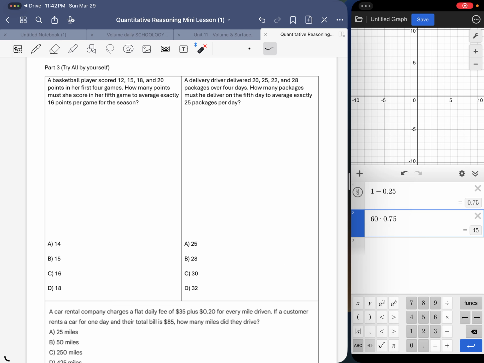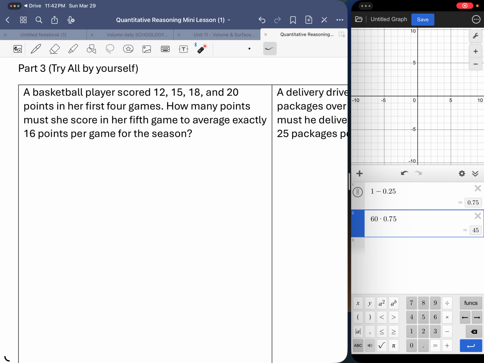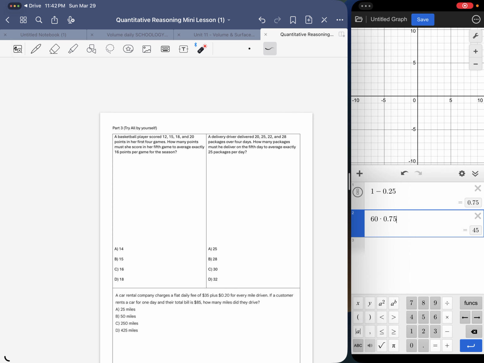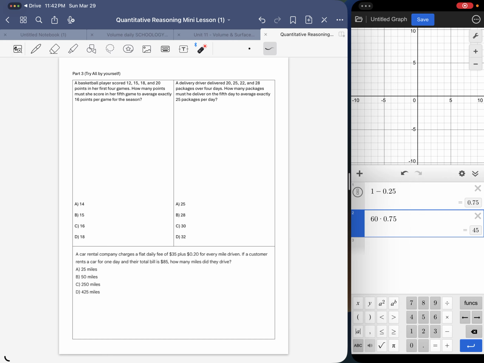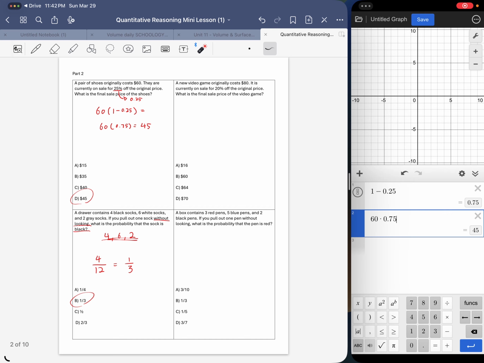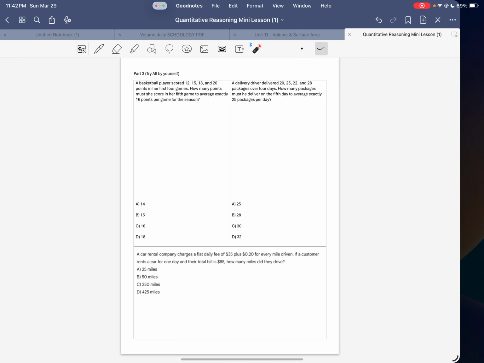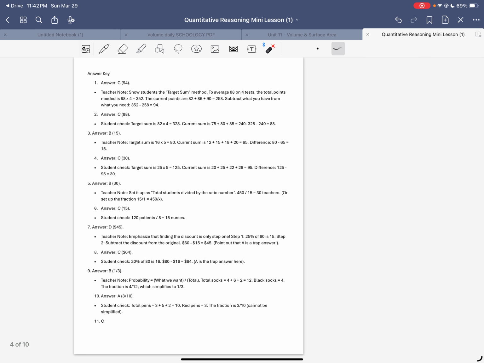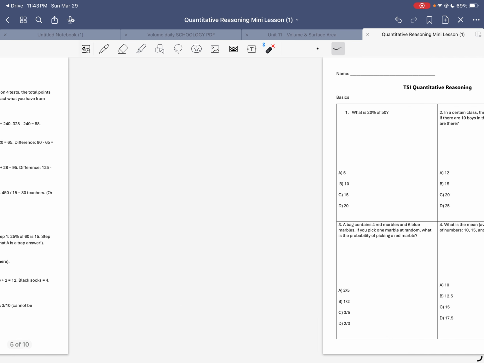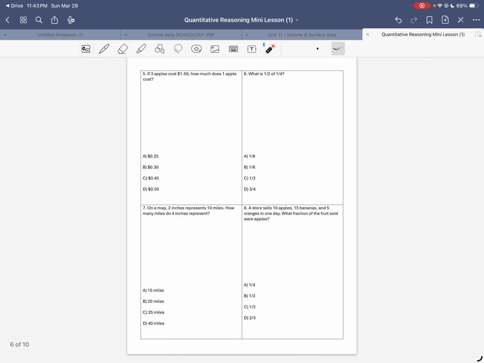Next one. Oh, yes, here you go. A basketball player scores 12, 15, 18, and 20. Actually, wait a second. Oh, okay, never mind. This one you have to do by yourself, all these 3 questions, because this one is very similar to question number 1. And this one is going to be pretty much closer to something that you learned before. And there's an answer key in the back. So I believe you guys can do this one by yourself, and there are answer keys, so you got it.